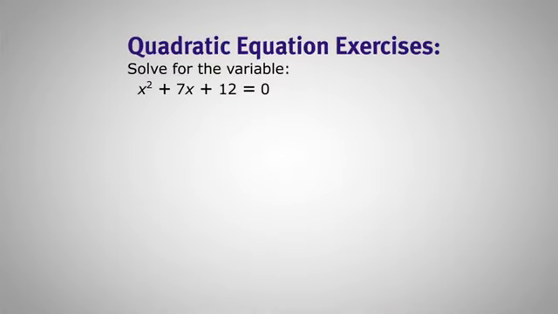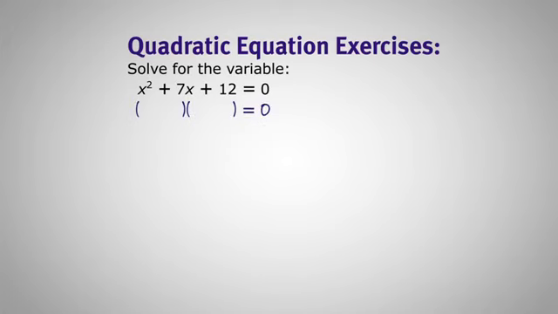Now let's take a look at another example in which we have to solve for the variable in the quadratic equation. Number 6 gives us the quadratic equation x squared plus 7x plus 12 equals 0. Our first step is to set the equation equal to 0, but in this case, our equation is already written that way, so we can move on to step 2. Now we want to rewrite the quadratic equation into binomial format. What that involves is reverse FOIL.